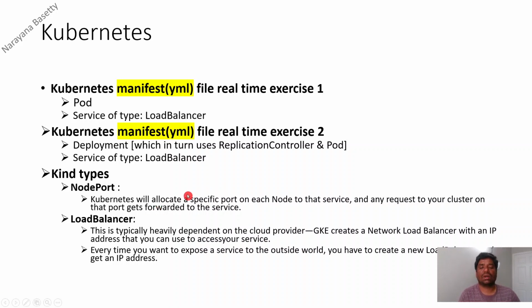And here also I'm using the service type load balancer. Among the service types, for NodePort, Kubernetes will allocate a specific port on each node to that service. That means for any request that comes in, if I say the type is NodePort, the port which I am specifying is going to be allocated and mapped to that particular service, and it serves for us.